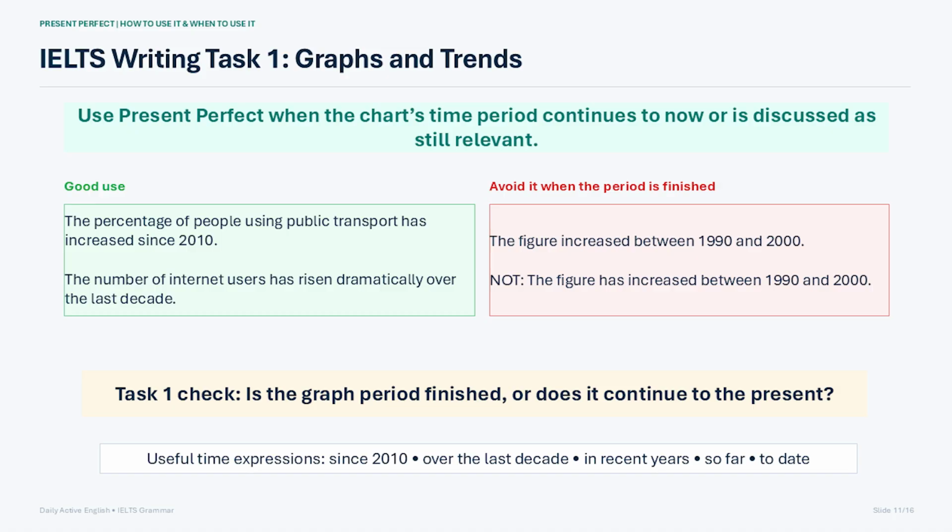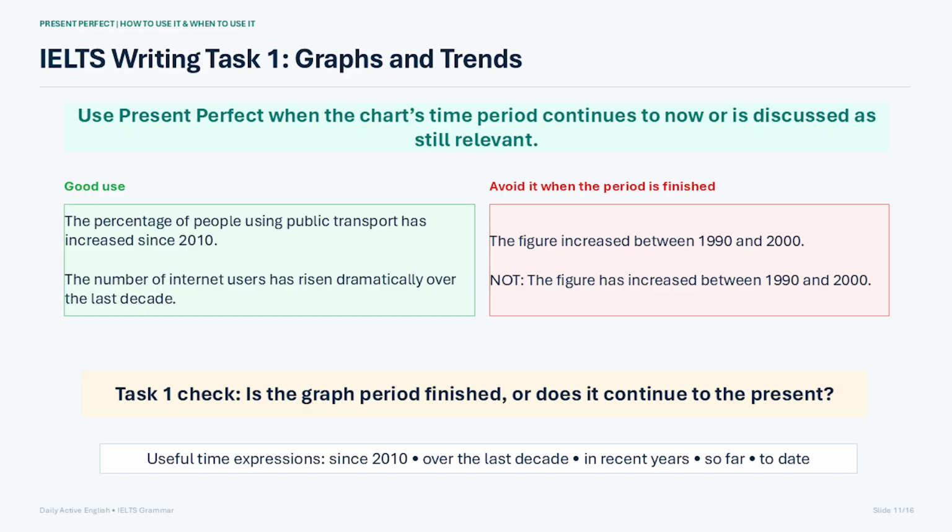Another example. The number of internet users has risen dramatically over the last decade. Here, over the last decade connects the past with the present. However, if the graph describes a finished period in the past, we usually use the past simple. For example, the figure increased between 1990 and 2000. That period is finished, so past simple is better.